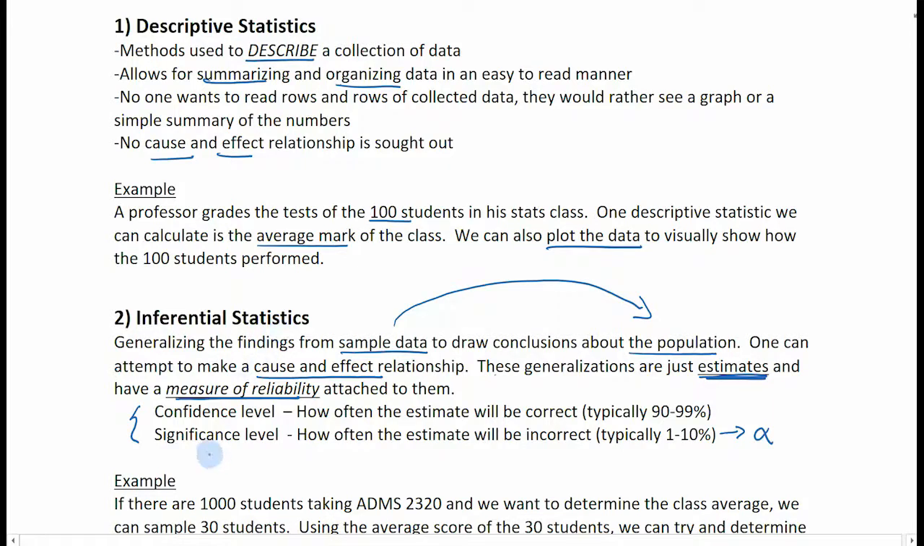So for now, we just need to remember that when we're generalizing the findings, we need to attach a percentage to it. One of the percentages is known as the confidence level, the other is known as the significance level, and they're actually closely related. If you're 90% confident, then the significance level is 10%. So these two numbers have to add up to 100%. Another example is if you're significant at 5%, your confidence level would be 95%. Again, the numbers have to add up to 100%.